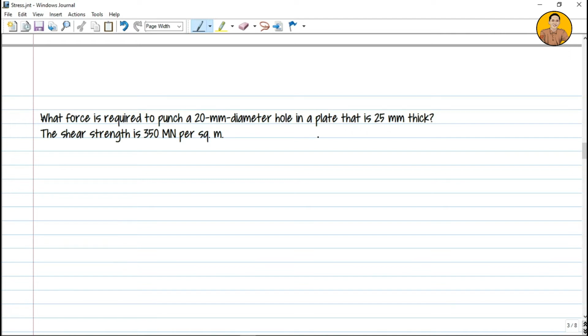So in this next problem, what force is required to punch a 20 mm diameter hole in a plate that is 25 mm thick? The shear strength is 350 meganewtons per square meter, or this is megapascal. Now, let's draw the figure.